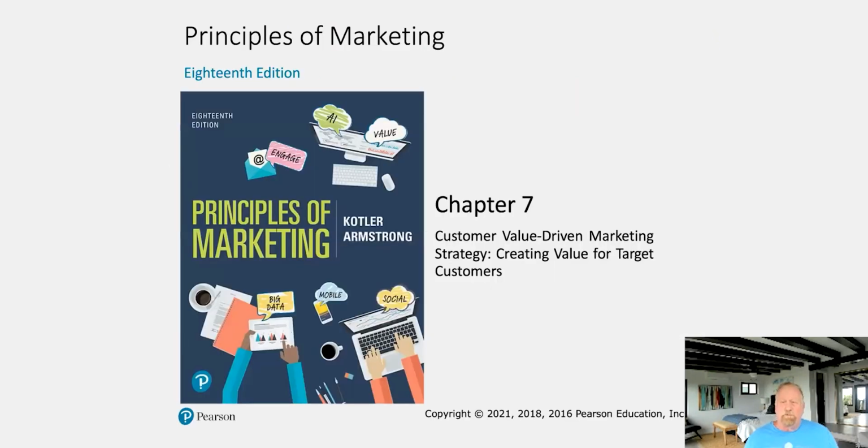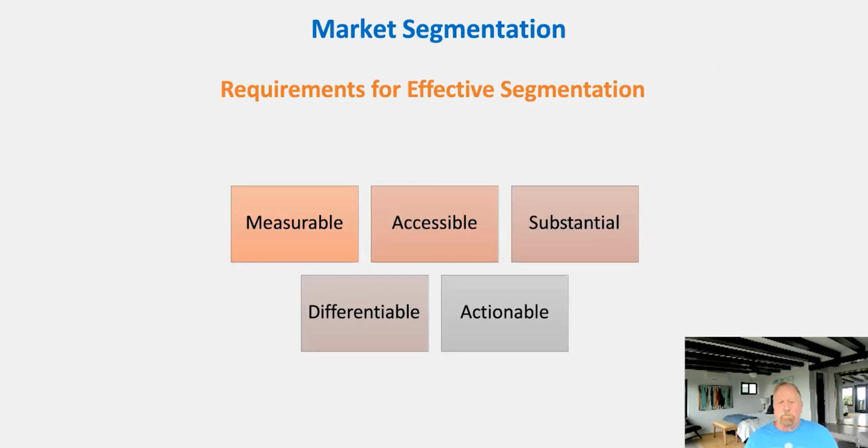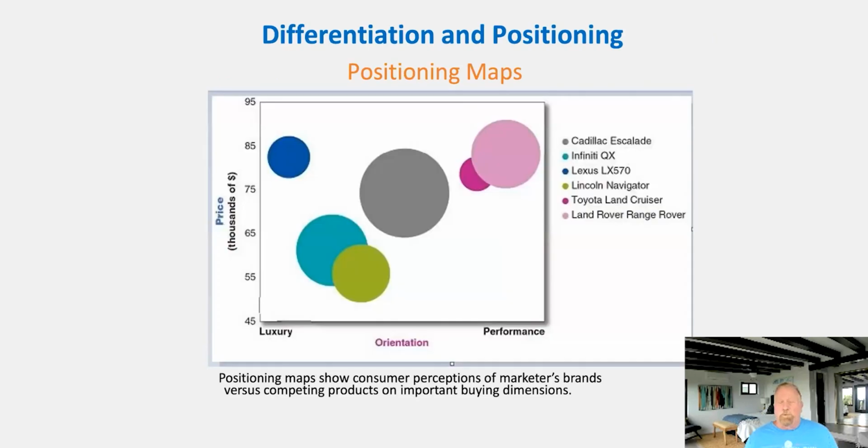Moving to chapter 7, this is customer value-driven marketing strategy. In chapter 7, we talk about some really key principles in marketing: segmentation, targeting, differentiation, positioning. We talk about how we determine an effective segmentation strategy. We talk about positioning maps. It's very important to understand what a positioning map is and how we use positioning in marketing.